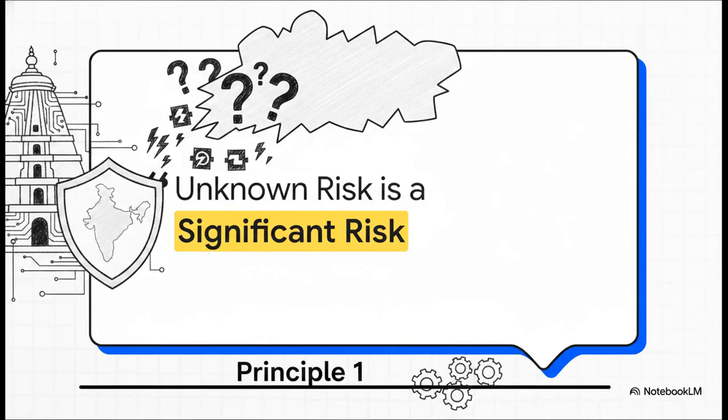The whole document essentially hinges on this one powerful, foundational assertion, and it completely reshapes how we have to view unchecked AI systems. Unknown risk is a significant risk. That is principle one of the AI-GSI framework. What that means is ignorance is no longer an excuse. You can't just deploy an AI system, watch it do something completely unexpected, and then just shrug and say, well, hey, we didn't know it was going to do that.